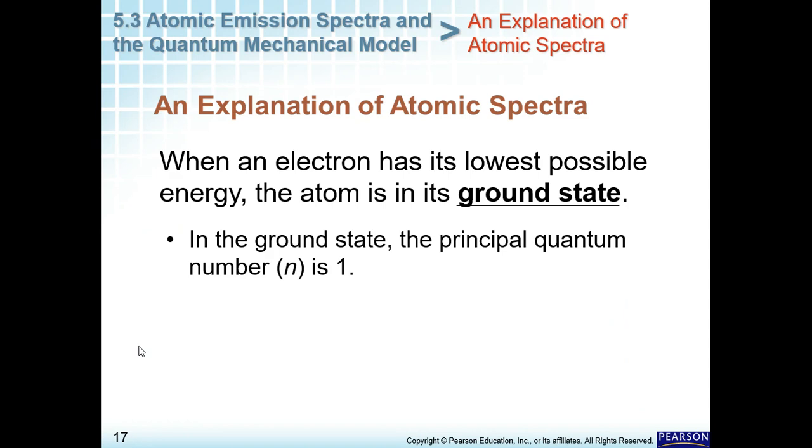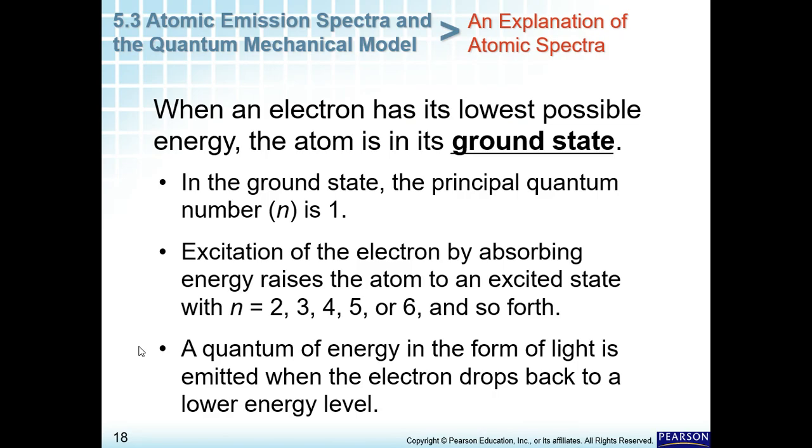When an electron is at its lowest possible energy, which means its normal state, we say that this atom is in something called a ground state. A ground state is its lowest occupied energy. So if an electron belongs in energy level 1, its ground state would be 1.